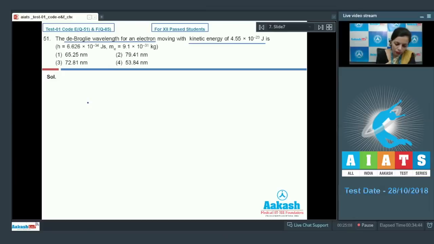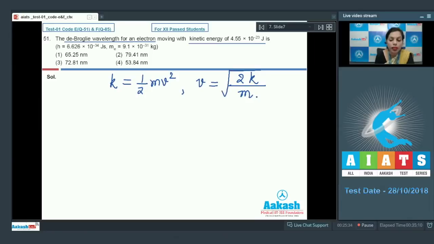And this question can be solved with the help of the formula that K is equal to half mv square. From this formula, we can calculate the value of v. The value of v would be equal to root of 2K divided by m. And what is m here? m is the mass of electrons. So that can be represented by me.